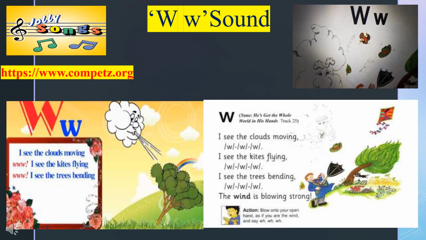I see the clouds moving, wah, wah, wah. I see the kites flying, wah, wah, wah. I see the, who is bending? Trees. I see the trees bending, wah, wah, wah. Who is blowing very strong? Wind. The wind is blowing strong. I see the clouds moving, wah, wah, wah. I see the kites flying, wah, wah, wah. I see the trees bending, wah, wah, wah. The wind is blowing strong.